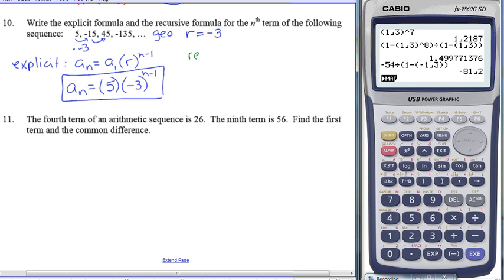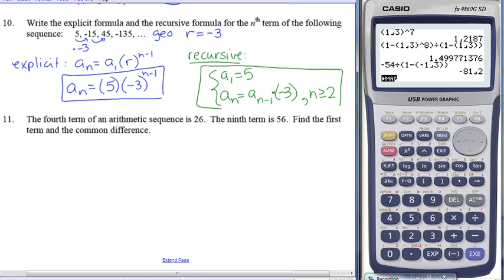For my recursive, I know with recursive, I always start out and I have to give the first term. The first term is 5, and my formula says a sub n is a sub n minus 1 times the common ratio. So I'm just going to plug in a -3 for that common ratio. Again, on an SOL, they'd say n is greater than or equal to 2. You don't have to write that, but if it's a multiple choice, it'll be there.